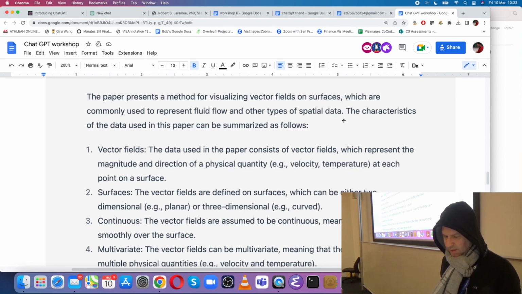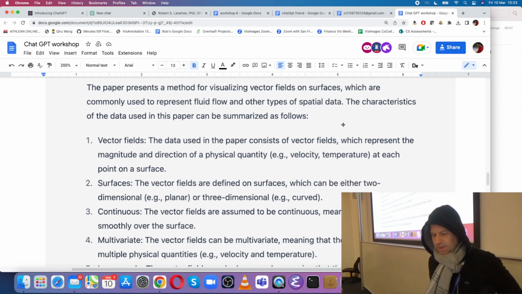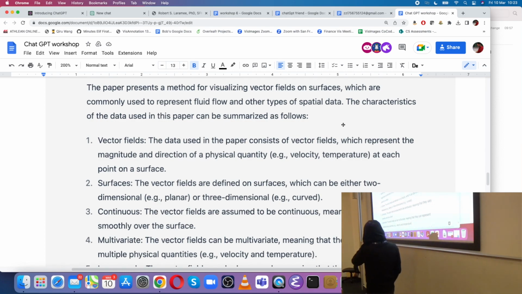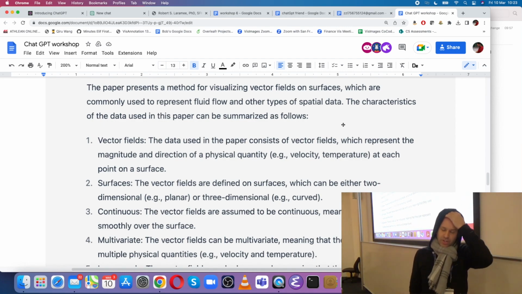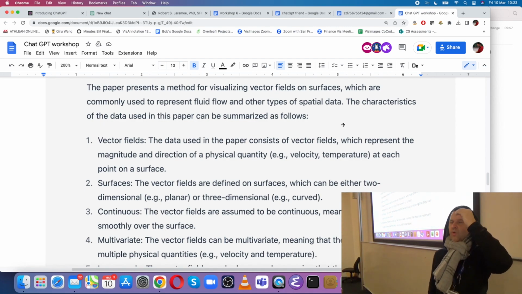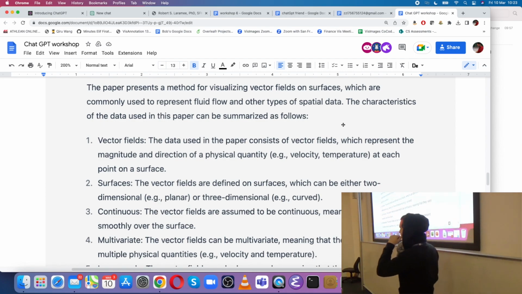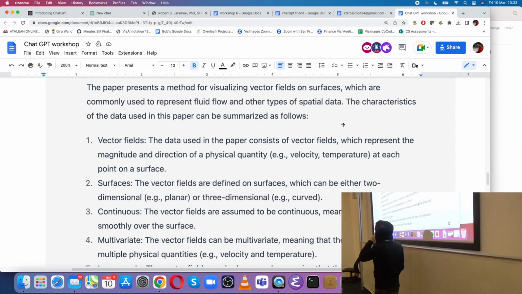Oh, I see. This is interesting. This is the correct answer to a different question again. So what is the question? The question would be, what is the data used for surface-based flow visualization? If you ask that question, this would be the perfect answer.